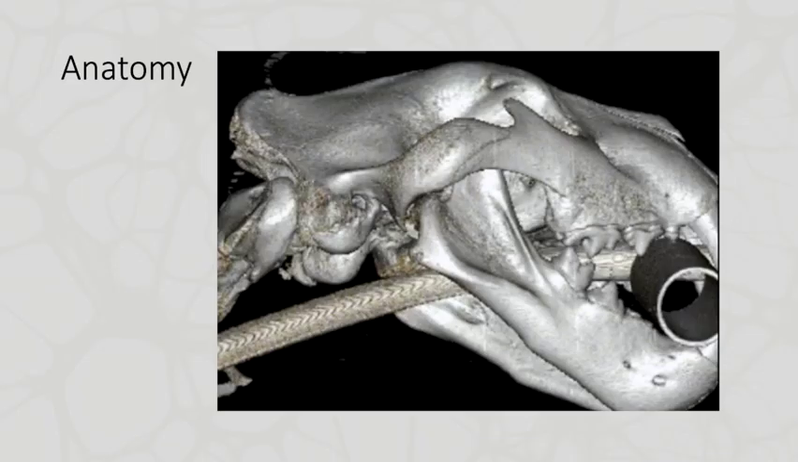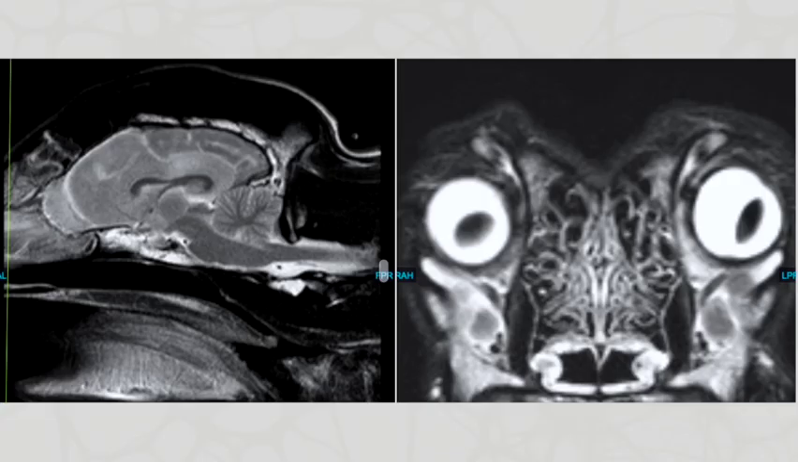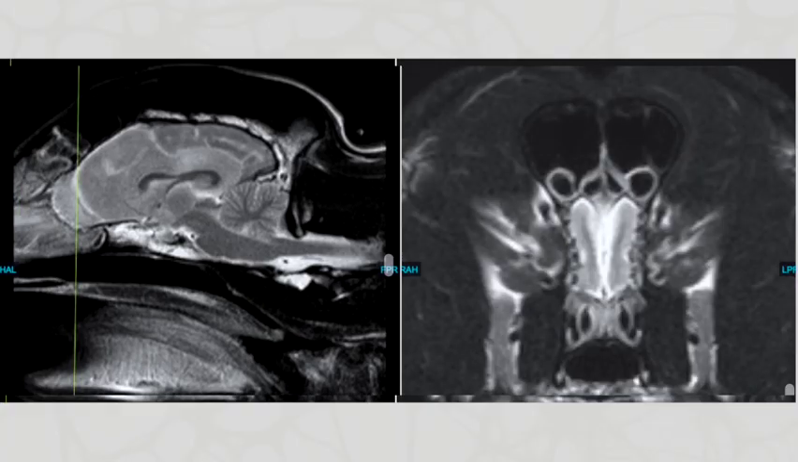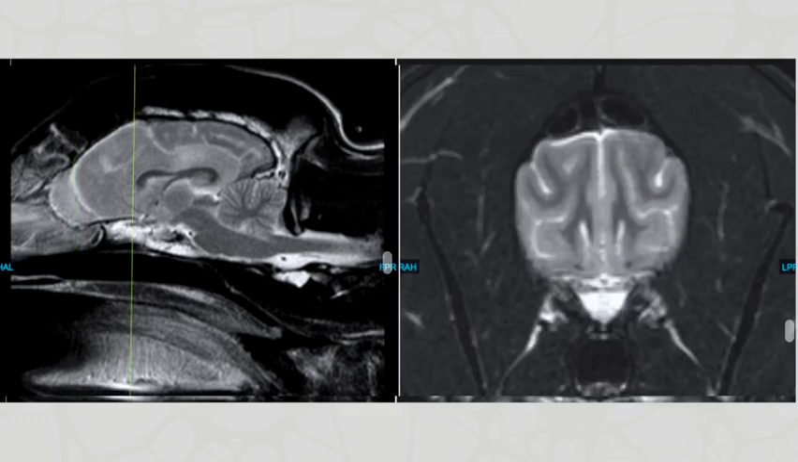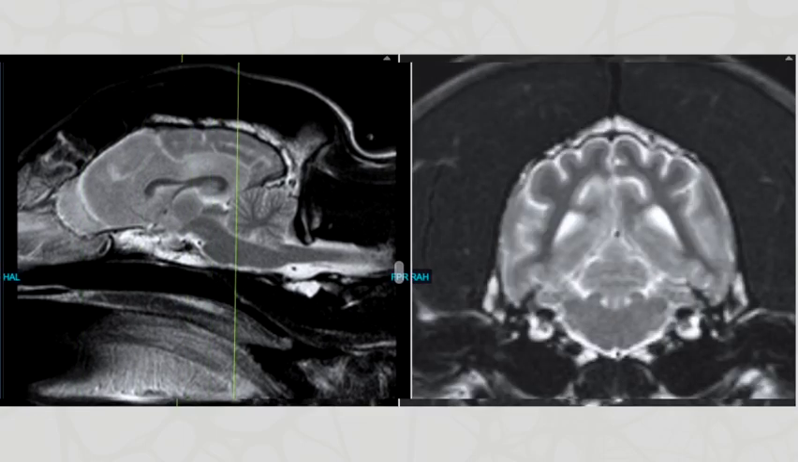So starting off with the anatomy, we're going to be within the caudal portion of the skull, and here the arrow is just pointing out the bulla. On the left is a T2 weighted sagittal MRI, and on the right is a T2 transverse. And as we scroll caudally through the transverses and get to the level of the medulla, we can see the different anatomical parts of the vestibulocochlear apparatus.